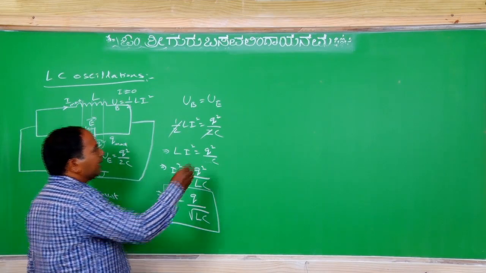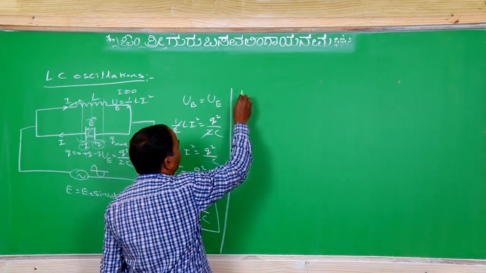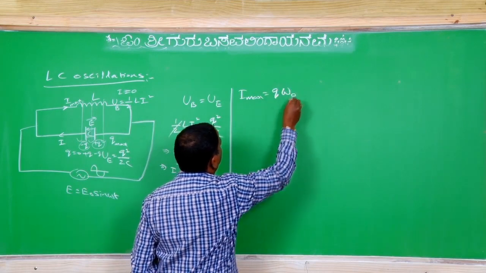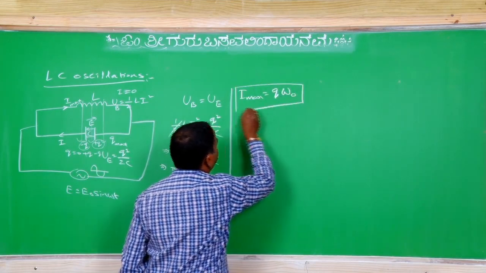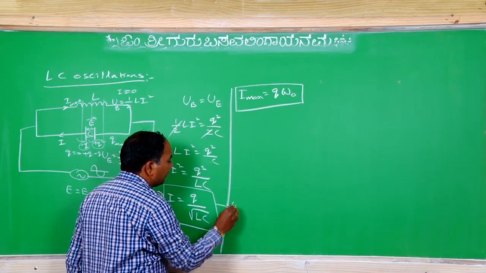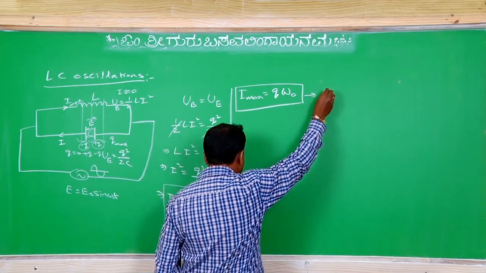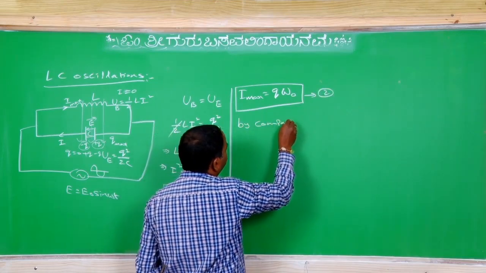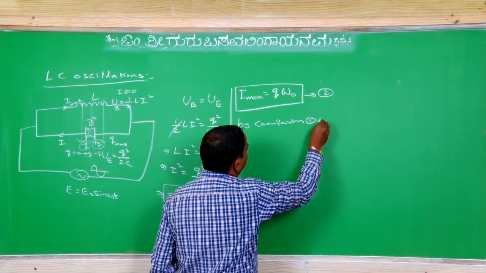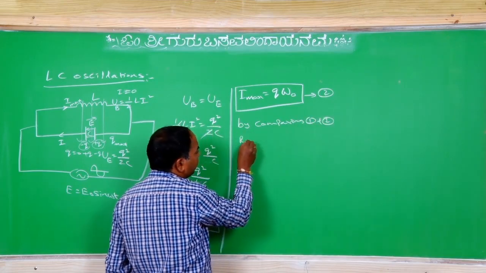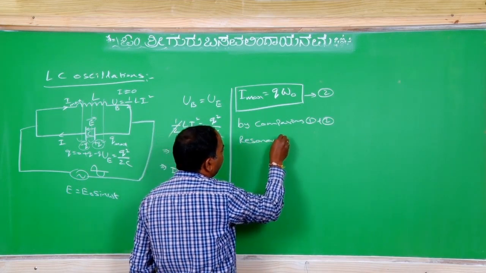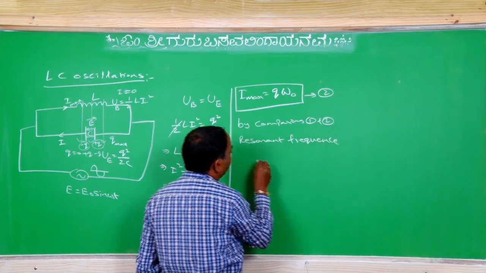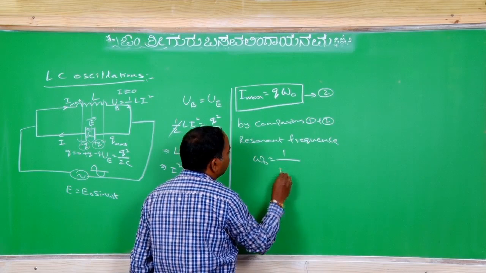Here the current value is maximum. If the current value is maximum, then I maximum is equal to Q omega naught. This we observed in our LCR series circuit. So if this is equation 1 and this is equation 2, by comparing equations 1 and 2, the resonant angular frequency omega naught is equal to 1 divided by root L C.